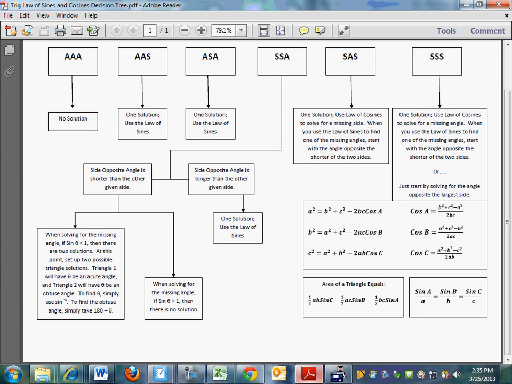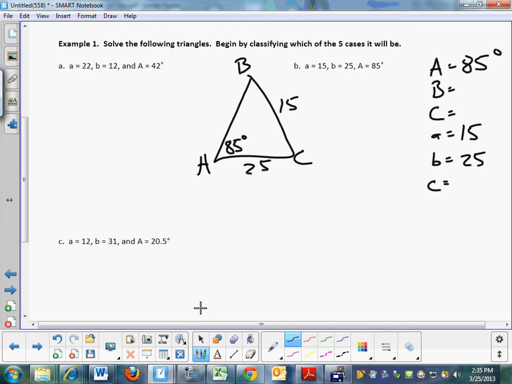Well, the only way we get started at all is to actually set up the law of sines. At this point, you've got to set up the law of sines. So let's set it up. Sine of 85 divided by 15 is equal to the sine of B divided by 25. Very good.